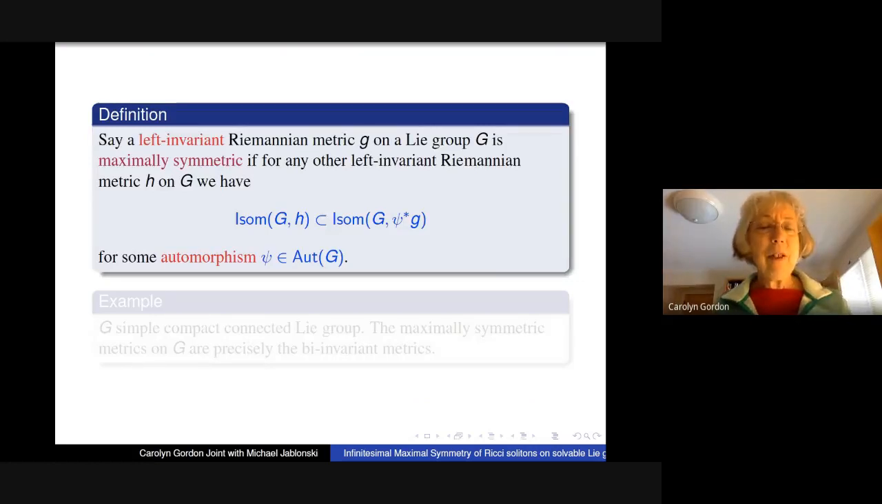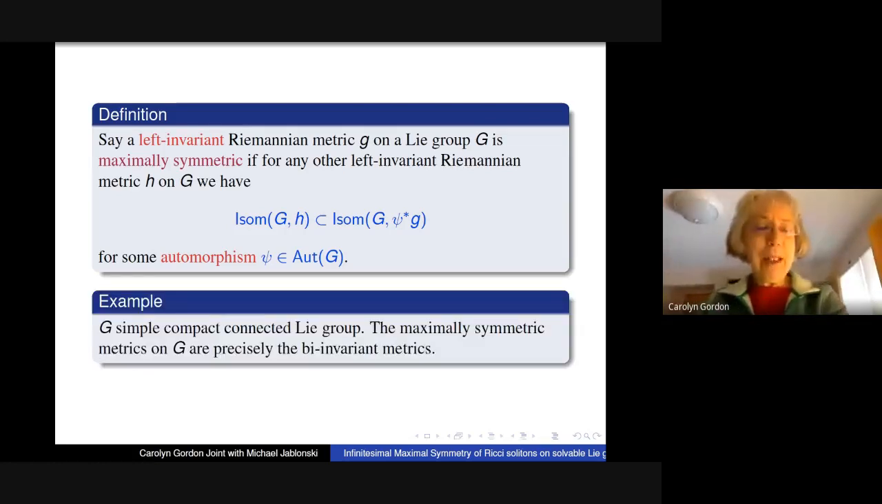So what do we mean by maximally symmetric? We'll say a left invariant Riemannian metric on a Lie group G is maximally symmetric if for any other left invariant metric H on the same group, the isometry group of H is contained in the isometry group of G. Of course, if you change G by an automorphism, you get something isometric, and the isometry group changes by isomorphism. So we can just say the isometry group of H is contained in that of G up to pullback by automorphisms. That's the strongest form of maximal symmetry one can have.